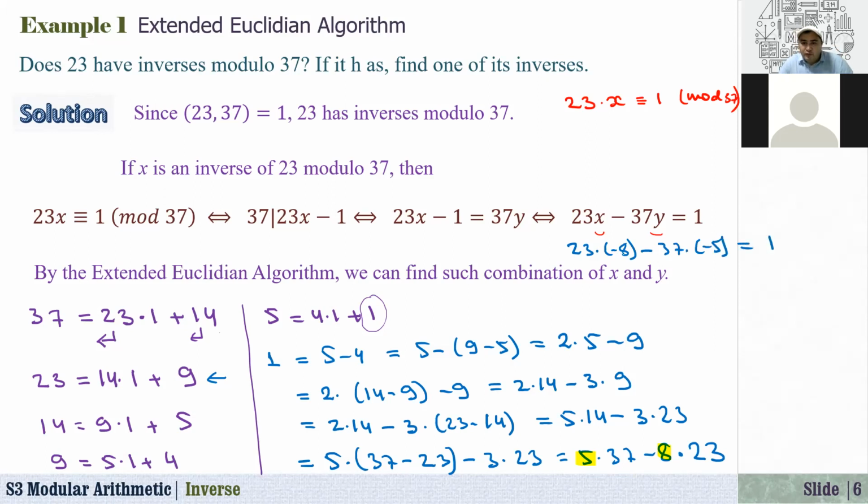So actually, what is 8? We were looking for this x, right? Now from here, what is the inverse of 23 modulo 37? So here we can just write, minus 8 is an inverse of 23 modulo 37.